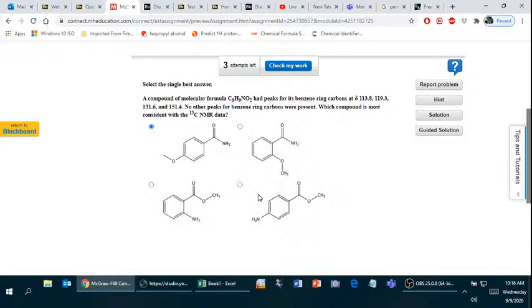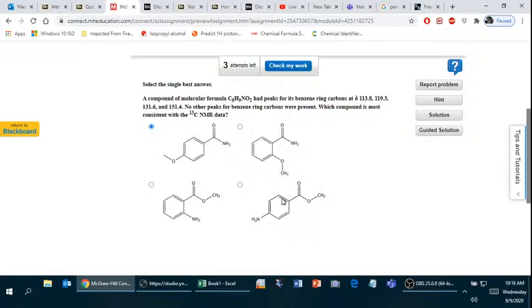So A and B are our two remaining possibilities. Now we have to start looking at the chemical shifts. We have 113, 119.3, 131.6, and 151.4. If we look at the ranges, basically we have two really deshielded carbons, 131 and 151.4, versus two that are relatively more shielded, 113 and 119.